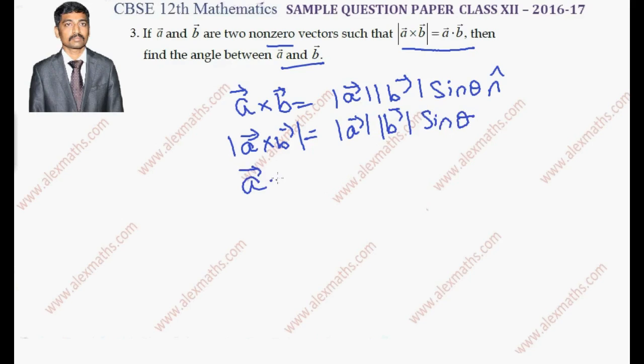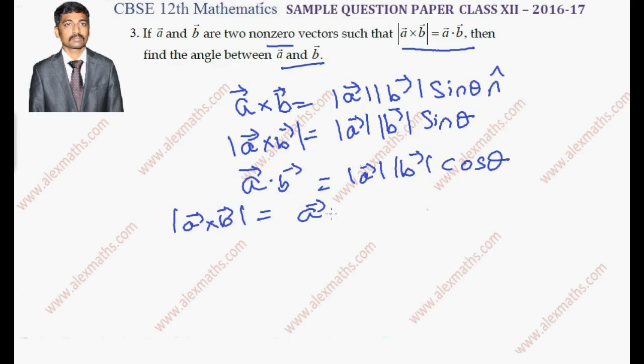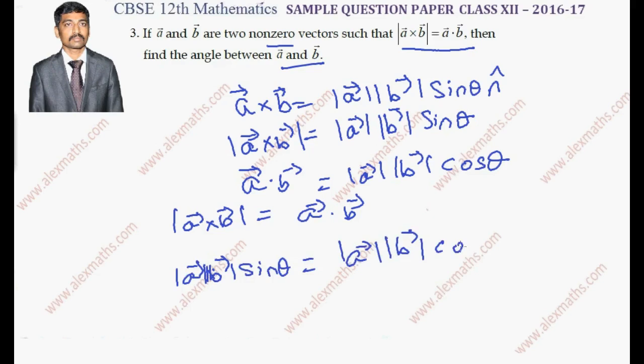Then the formula for a · b is |a||b| cos θ. So when I substitute in the question, they have given |a × b| equal to a · b. So using the formula for |a × b|, we can put |a||b| sin θ equal to |a||b| cos θ. After cancelling |a| and |b| on both the sides, we are left with sin θ equal to cos θ, which implies that θ is equal to π/4.